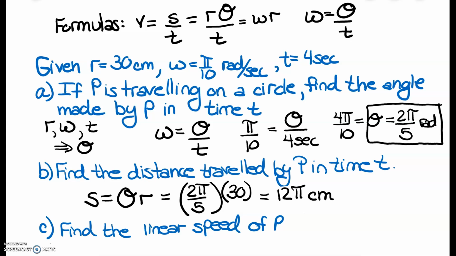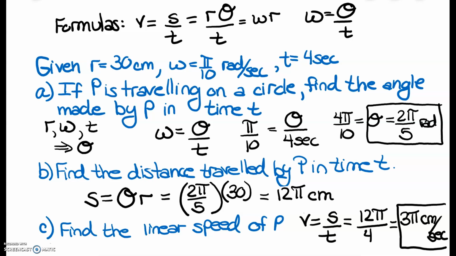Lastly, it does say find our linear speed. Since we have our arc length and we have our time in which we traveled, we're just going to use the very first definition we learned, that our linear speed is equal to our arc length over time. We just calculated our arc length, 12 pi, and we're told our time is 4 seconds. So our linear speed is 3 pi centimeters per second. All right, so now let's move on to another problem.